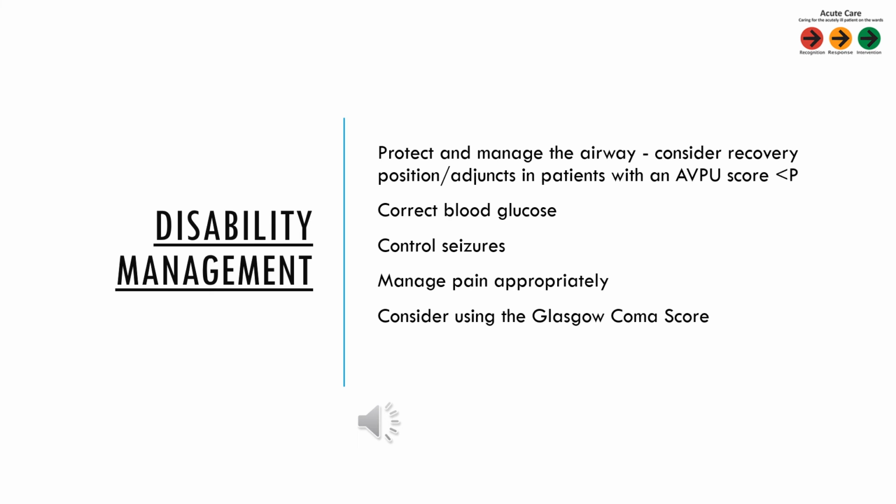We manage disability in relation to what we find. Firstly, following ABC, we maintain the patient's airway and ensure that their blood pressure and heart rate, etc. have been considered. Then we will treat blood glucose, treat seizures, manage pain. Then consider using the Glasgow Coma Scale for a more refined assessment of their neurological status.